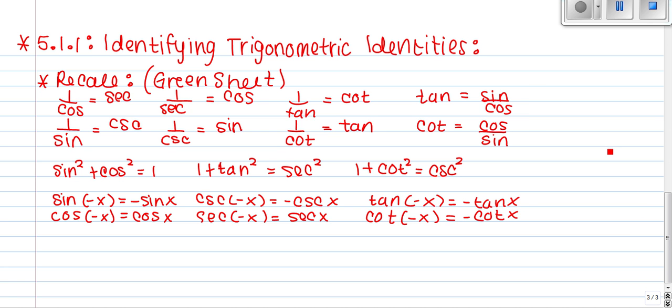So these are the identities we're going to be using today. You have them already. We've done this before. We're just going to be applying them in a different way. Let's look at our first example.